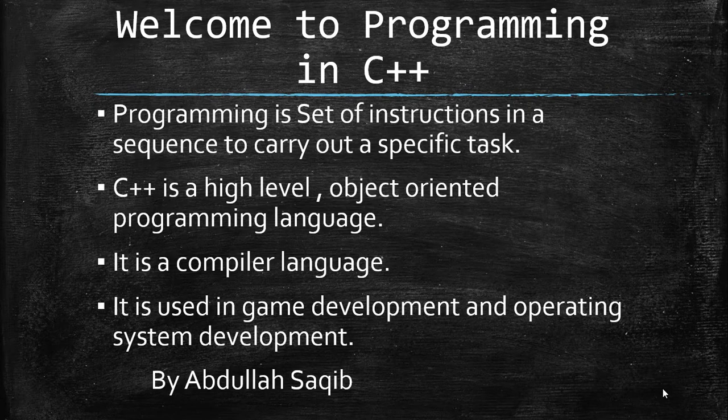So in technical sense, it was just a generic view, and in a technical sense, programming is a set of sequence to carry out a specific task. C++ is a high level programming language. It is also object oriented programming language. So what is high level? High level is basically near to human language, and low level is basically the machine language.